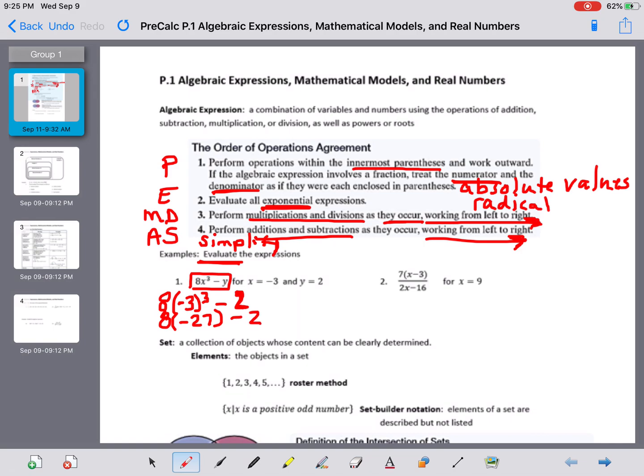Again, I still see those parentheses, but they're just holding that negative on there. And it's important to know that because those parentheses are also right beside a number, that stands for multiplication. So I'm done with parentheses, done with exponents. I'm now going to multiply or divide from left to right. My first one that I see coming from left to right, just like I read, is multiplication. So 8 times negative 27.